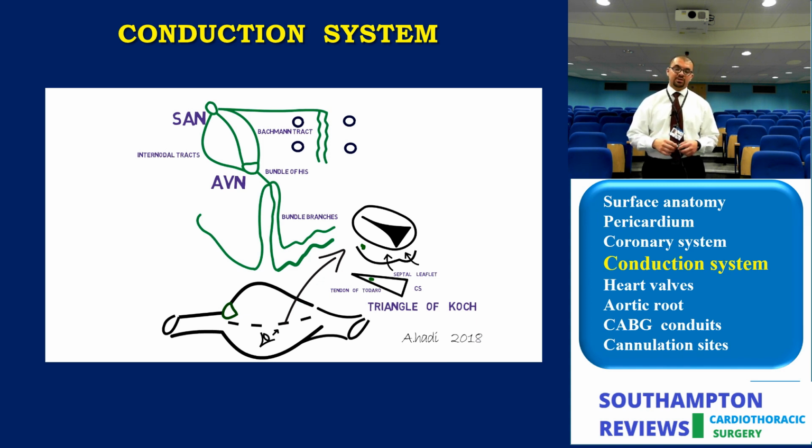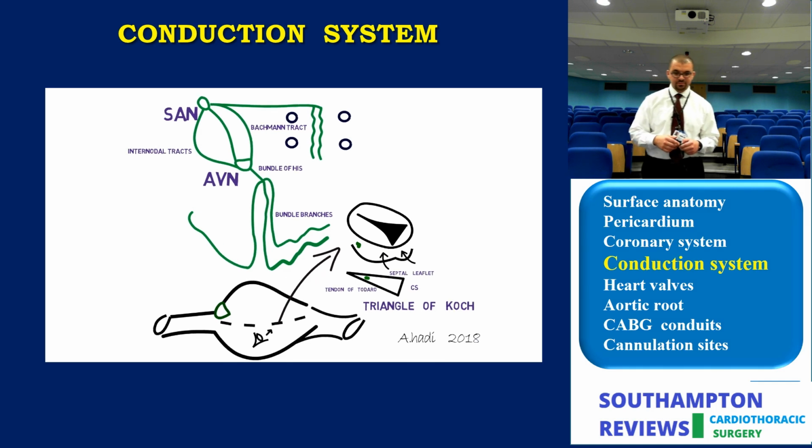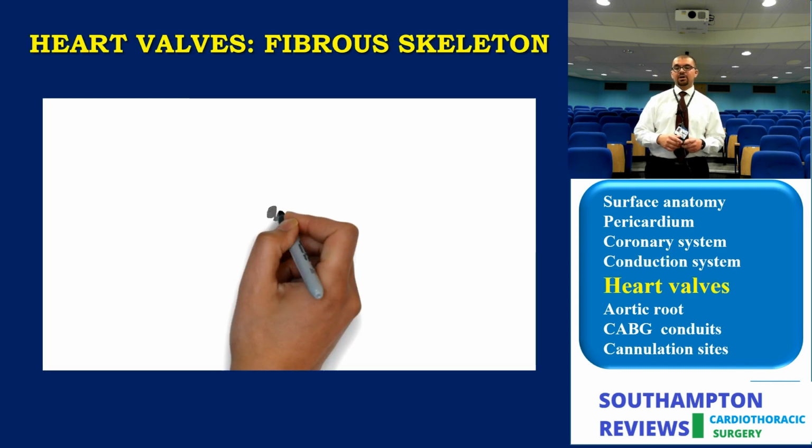This is the position of the AV node and the SA node. We understood the blood supply of both in the previous section. Next is the fibrous skeleton.